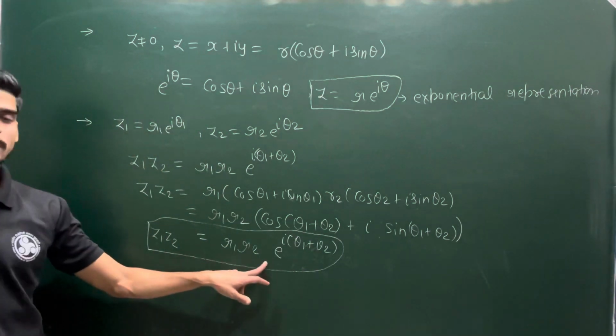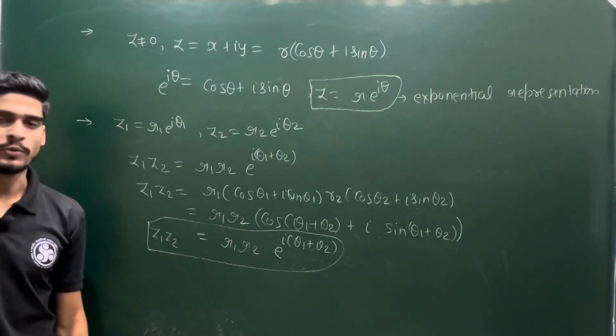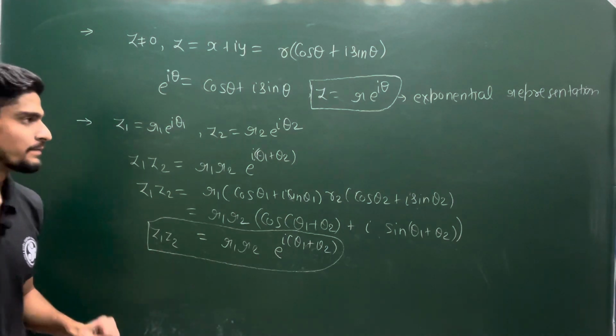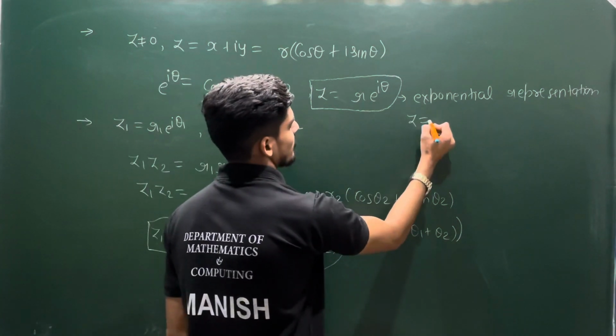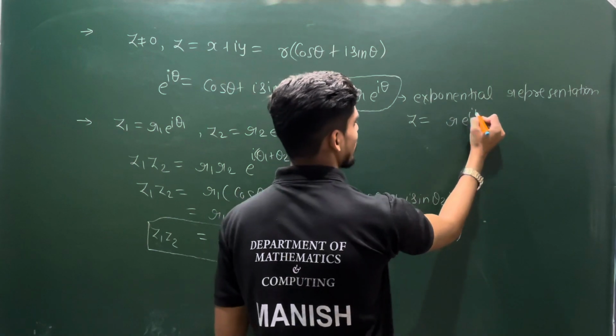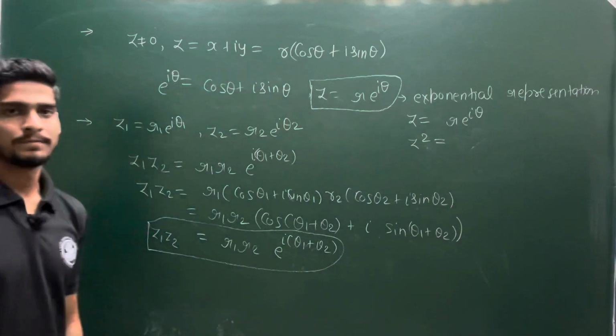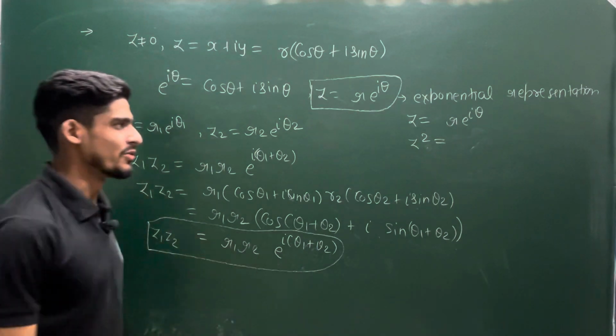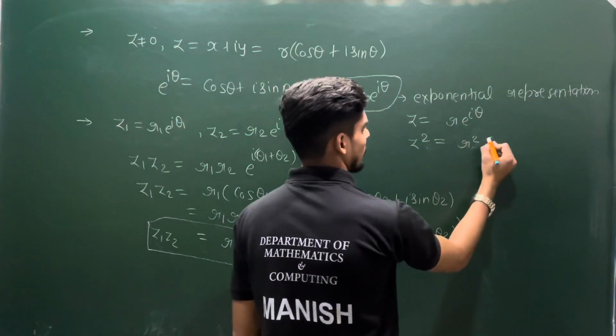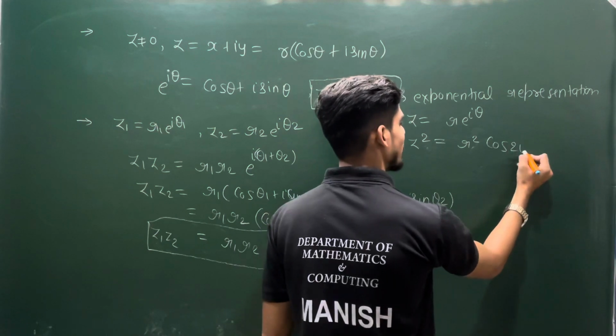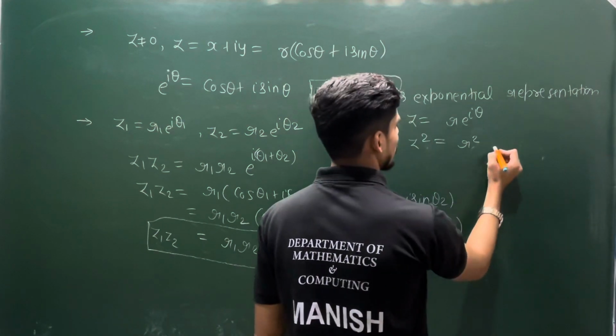And by using this, you can say your De Moivre theorem is proved. Why you can say? Suppose z is equal to r e power iota theta, then what will be your z square? According to this, it will be r square cos 2 theta.